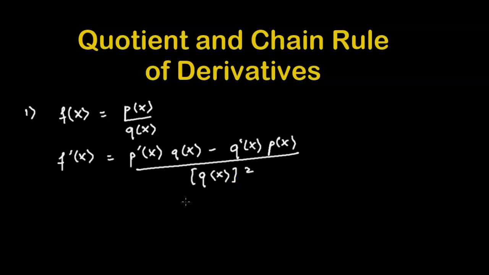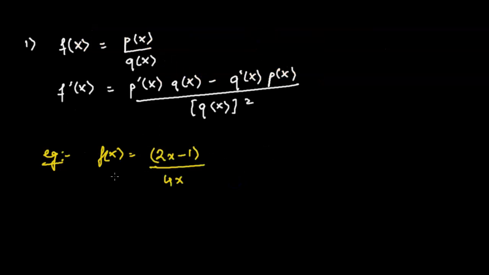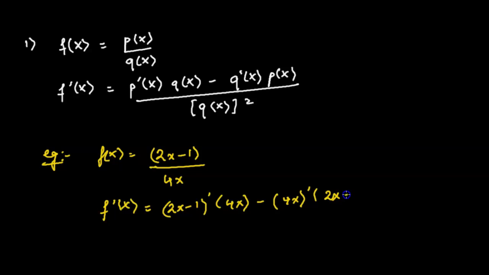Let's understand this with an example. Let's say we have f(x) equal to 2x minus 1, the whole thing divided by 4x. Then the numerator is going to be called p(x), and the denominator is going to be called q(x). In this case, the derivative is going to be equal to the derivative of the numerator, that is 2x minus 1, times the denominator, minus the derivative of the denominator times the numerator, and the whole thing will be divided by 4x squared.